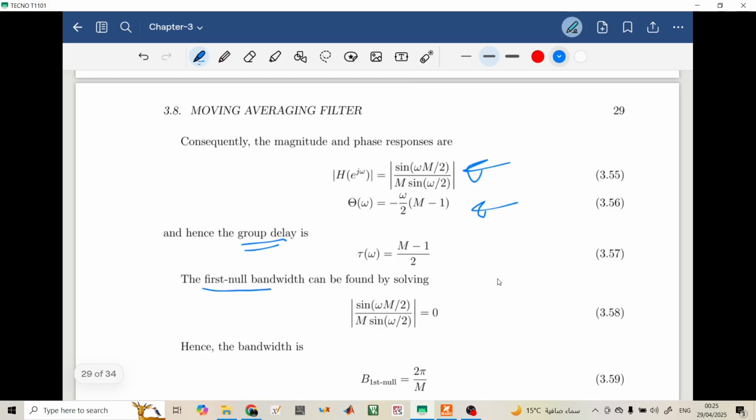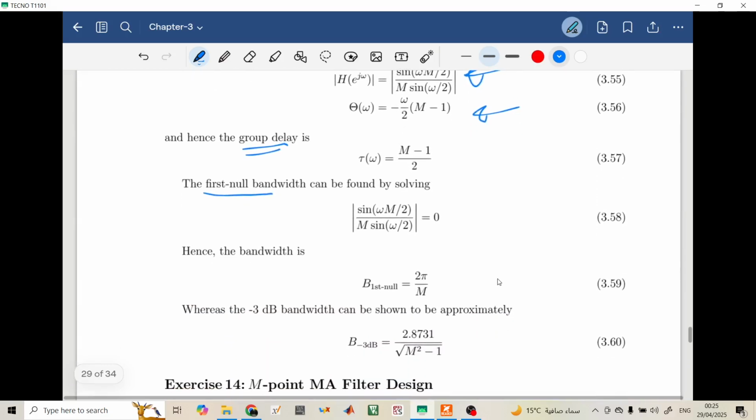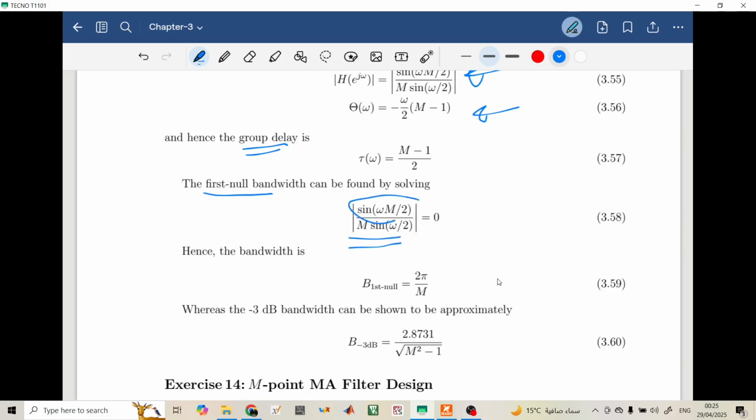So we say that the magnitude response should be equal to 0, and this is very simple. This term will equal 0 when the numerator equals 0. The sine equals 0 when the argument of the sine, which is omega M by 2, must equal pi. Hence we get equation 3.59. This is the first null bandwidth.